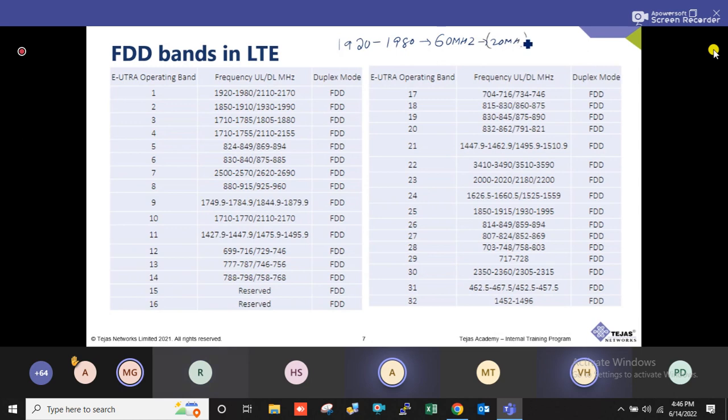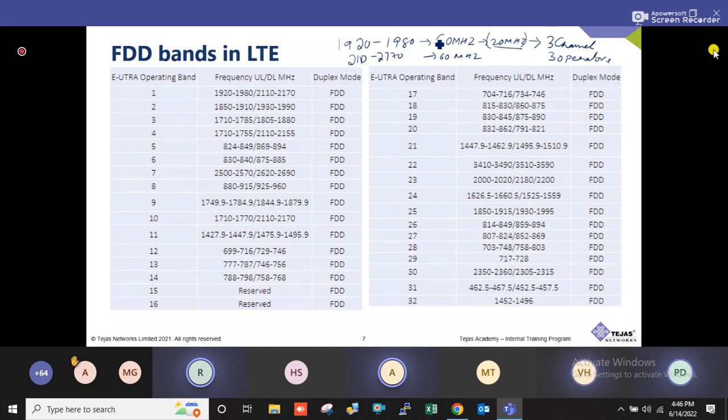So now I can have only 3 channels. You're getting my point? 20 megahertz means I can have only 3 channels, which means I can allocate to 3 operators. One operator will get 20 megahertz, another operator will get another 20 megahertz, and another operator will get another 20 megahertz. Similarly, in downlink also, the corresponding downlink frequency will be allocated to those operators.